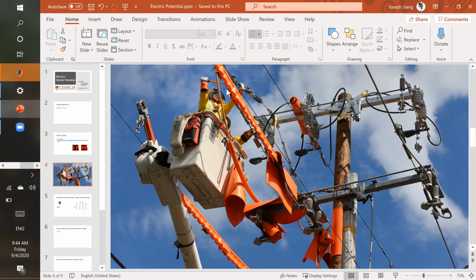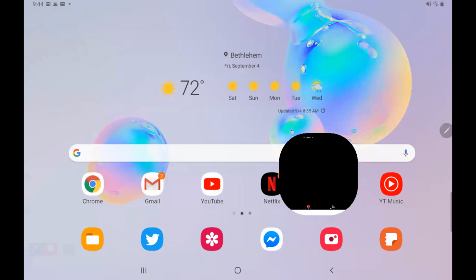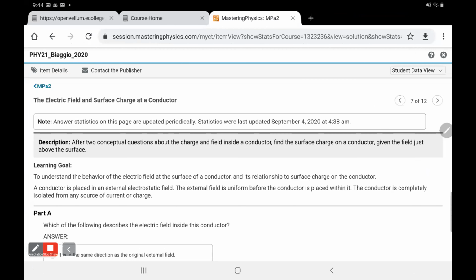So the principle is easy. The metal is going to screen the electric fields from outside to protect this guy. Okay, this is the electric field screening or shielding I'm going to talk about today. Then let me go back to the question. So stop this sharing. Hold on, give me a second. Okay, go back to the question.